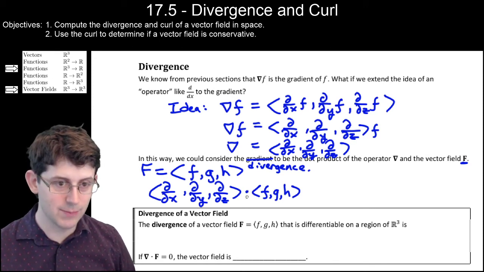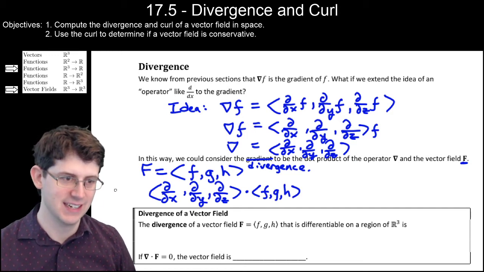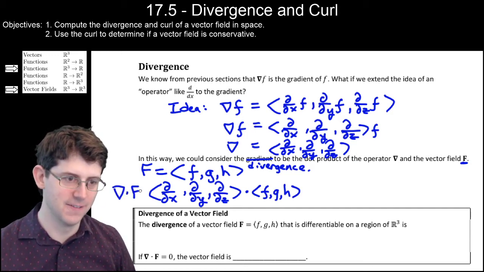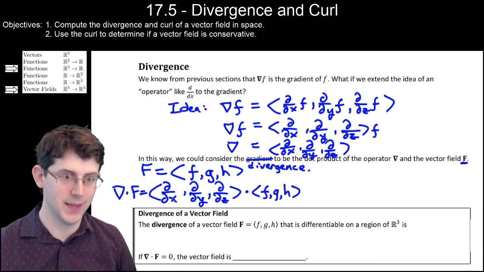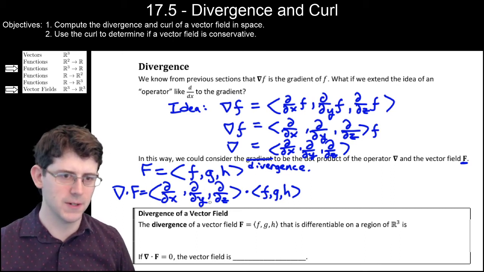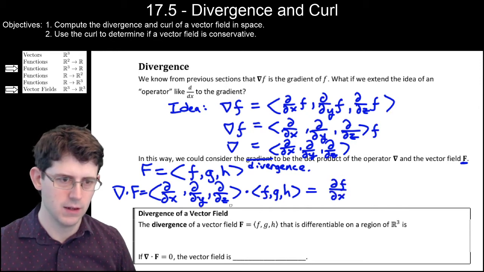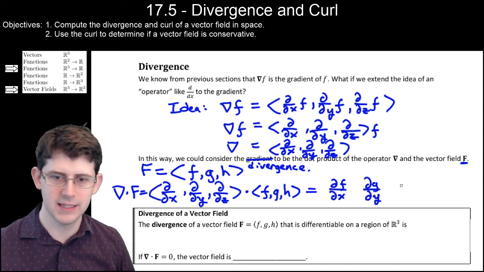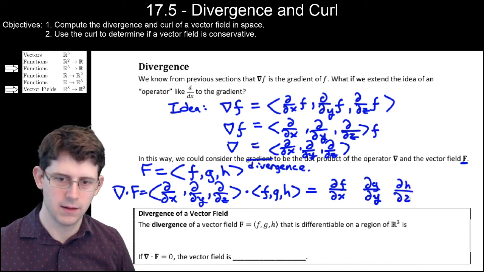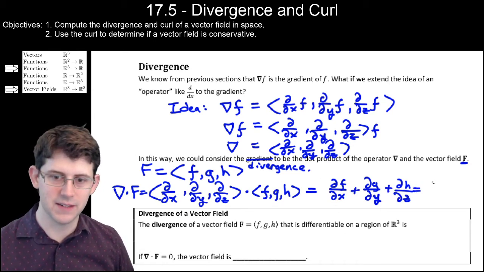If you do the dot product of this operator vector with this vector field, this is del dot f, that's one way you could have this del operator interact with this vector field. To do the dot product, you multiply the x's, you multiply the y's, and you multiply the z's, and you add them together. And this is the divergence of the vector field.